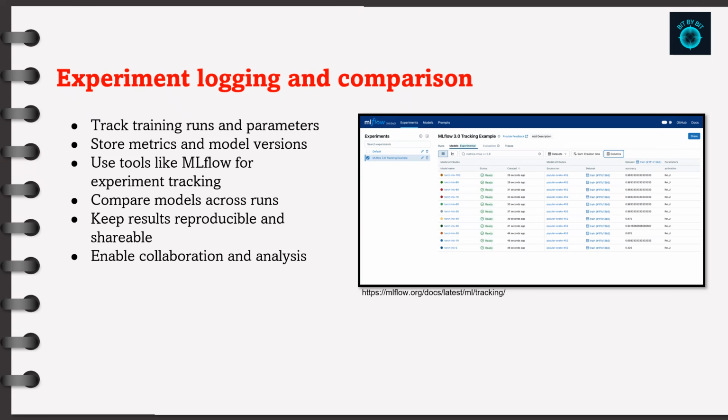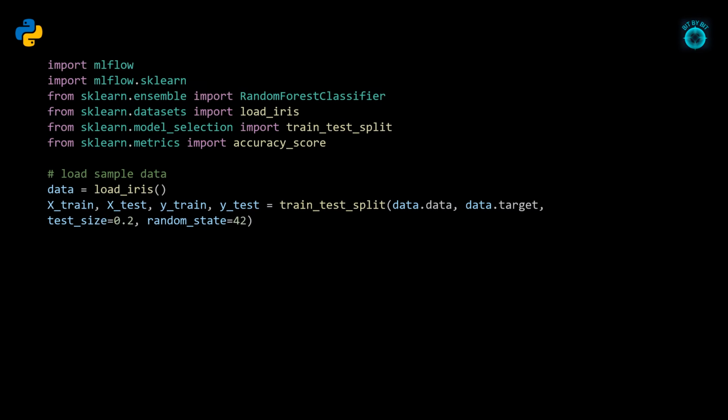No guesswork needed. In short, experiment logging helps you answer questions like: which hyperparameters gave the highest accuracy? Did the model improve after adding new data? Which model version should go to production? Let's look at a simple example. Here's how to use MLflow for experiment tracking in practice. Let's walk through what it does.